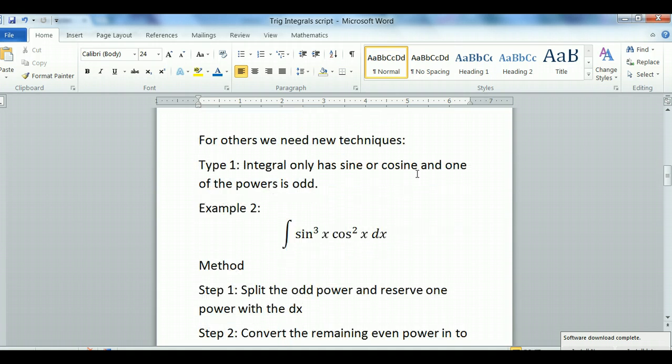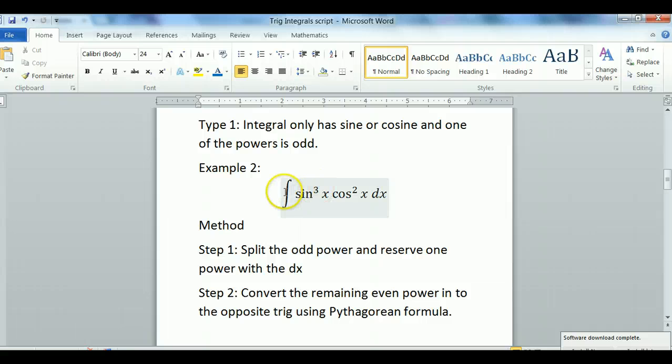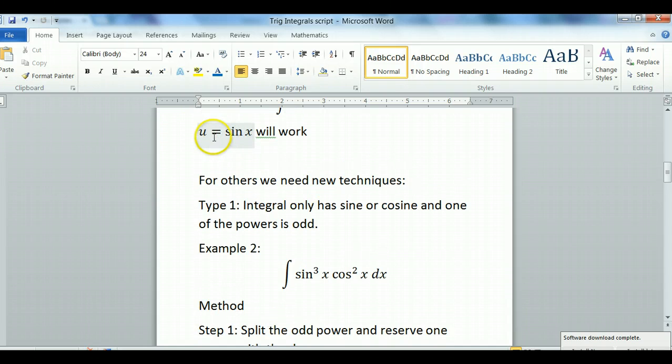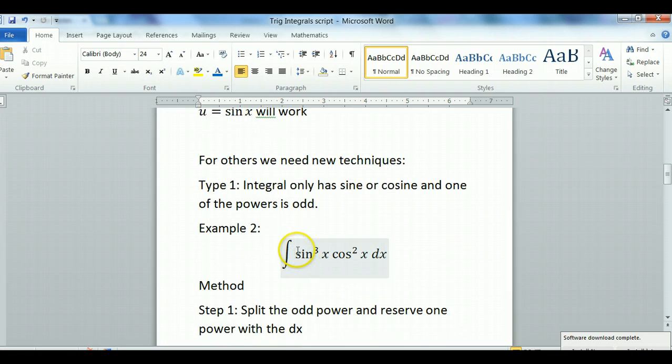However, if you have an integral like this, by example 2, then you will see that the same technique will not work, because if you put u equals sine x, well, surely this will become u cube, but the leftover part, which is cosine squared x, does not match with the derivative of sine x, which is actually just cosine x. So the derivative of sine x will be cosine x, but the leftover part has cosine squared x, which is a problem. So that will not work. The u substitution will not work here.